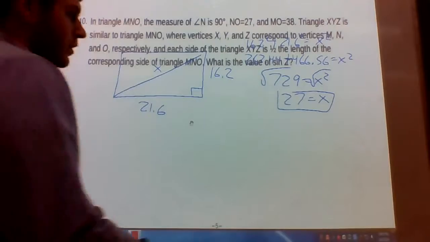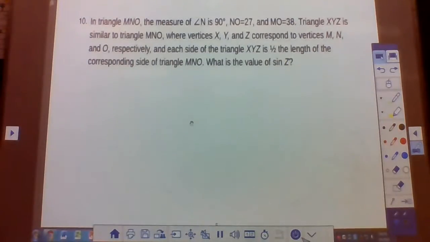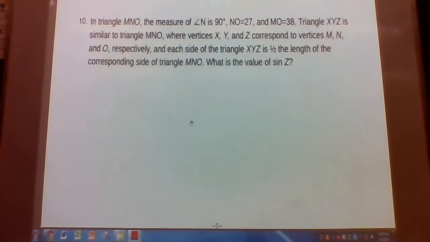Okay, in triangle MNO, the measure of angle N is 90 degrees, NO is 27, MO is 38. Triangle XYZ is similar to triangle MNO, where vertices X, Y, and Z correspond to vertices M, N, and O, respectively. And each side of triangle XYZ is 1/2 the length of the corresponding side of triangle MNO. What is the value of sine Z?